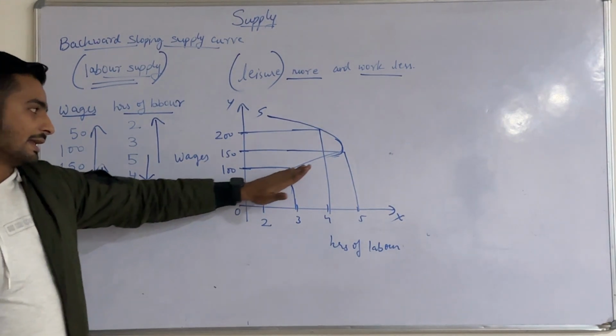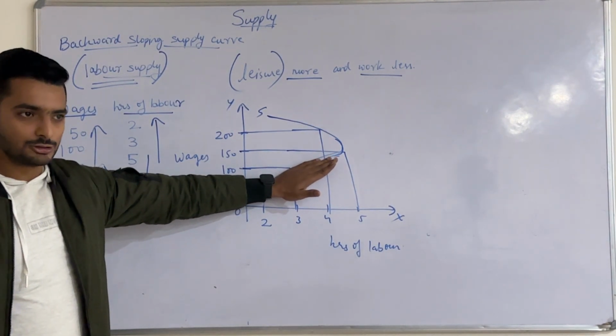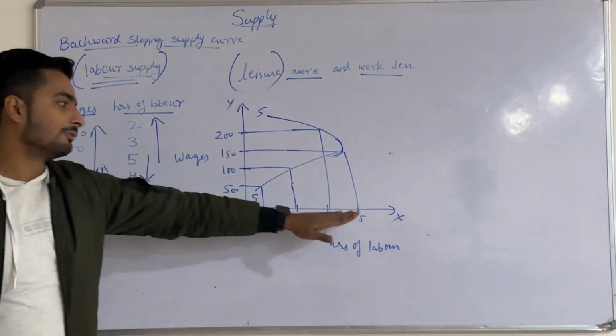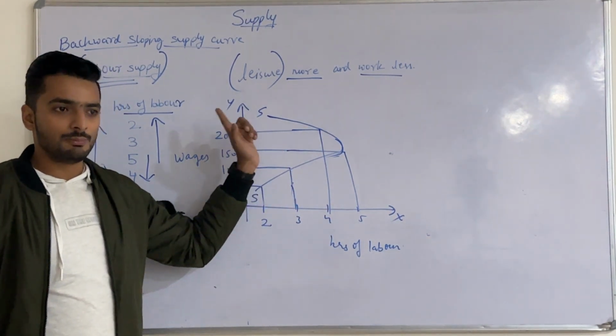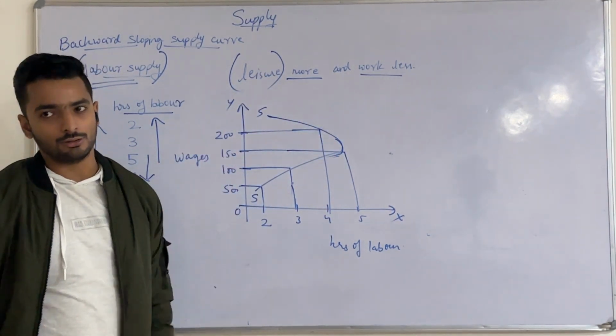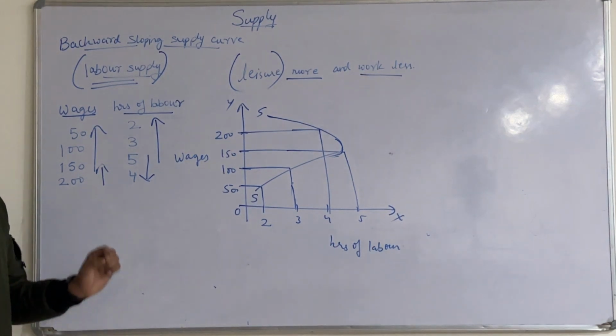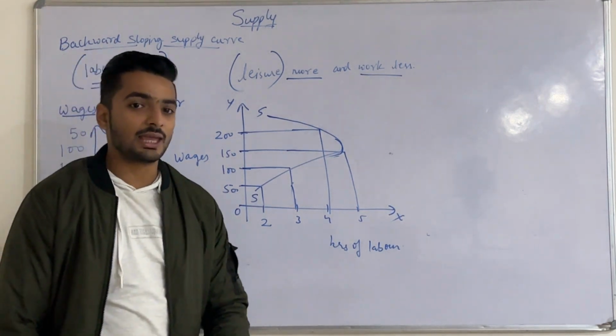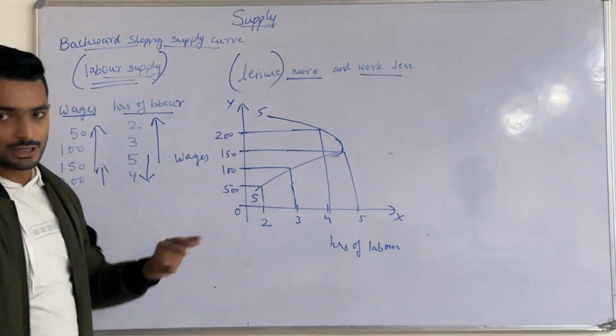So first there is a direct relationship, which shows an upward slope. Then at 200 he is working fewer hours, so there will be an inverse relation that shows a downward slope. So this is your backward sloping supply curve, which is a case of labor supply.